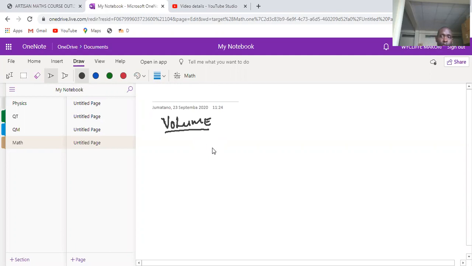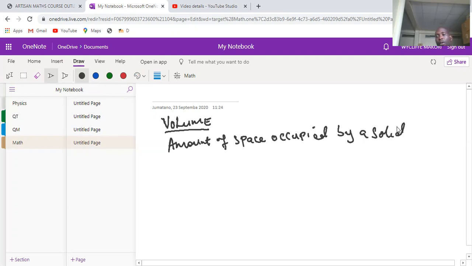Volume is actually the amount of space occupied by a solid. The amount of space that is occupied by a solid is what we refer to as the volume. So when we shall be talking about the volume of a solid, it is in simple terms the amount of space that particular solid occupies.